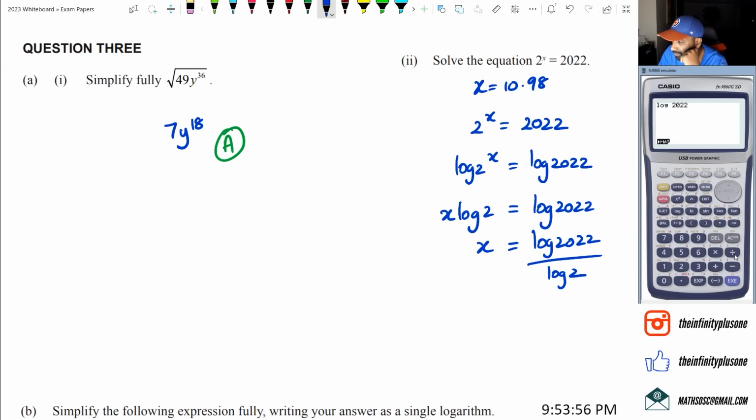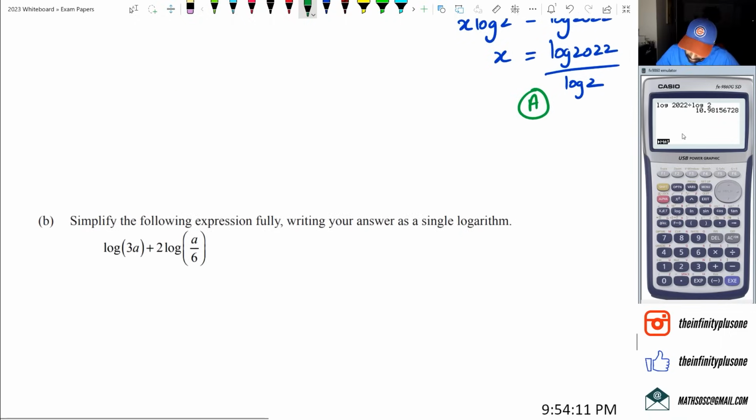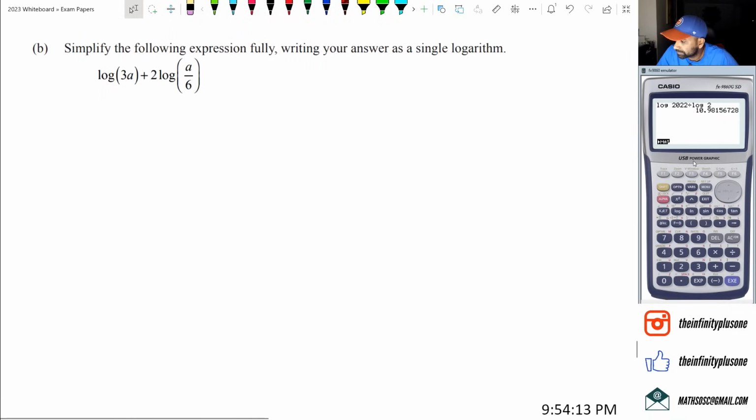I've not seen that error at all, unless I typed in something wrong. I need to actually go back and watch the video again just to see where I made that mistake. But that's all right. 10.98 is the answer you're looking for. That gets you an achieved. And then we go on to the next question here.